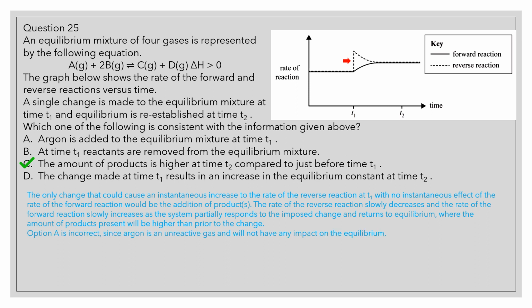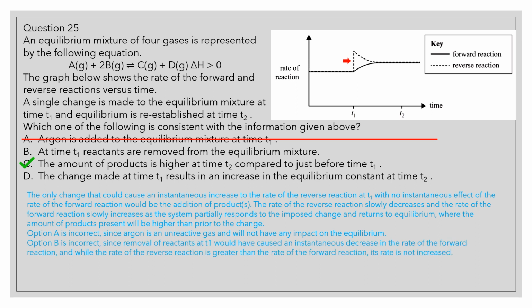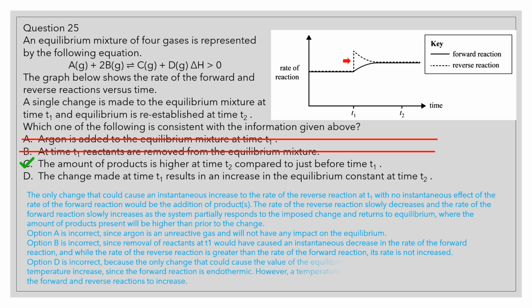If argon, an inert gas, is added to the system, the concentration of reactants and products remains at the same level. So, A is eliminated. If reactants are removed from the system at time t1, the rate of reverse reaction would not increase. So, B is eliminated. The equilibrium constant is only influenced by temperature, not other factors. So, D is eliminated.